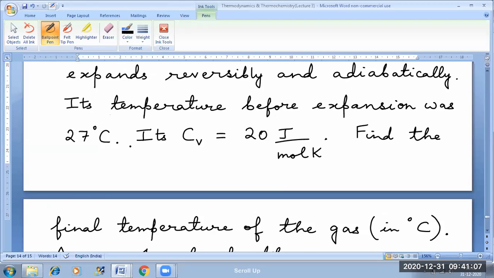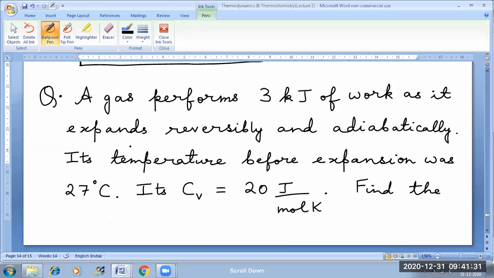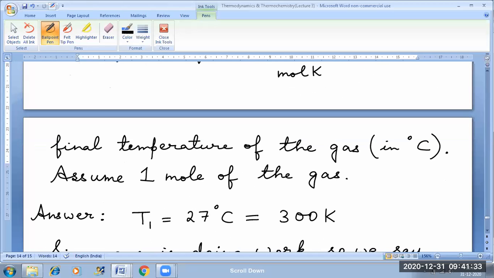So what is the process here? Process is again adiabatic expansion, and initial temperature was 27 degrees Celsius. Now remember, you can never use temperatures in degrees Celsius in any question. You have to use temperatures in Kelvin. So conversion is necessary. That means I can say that the initial value of temperature was 27 plus 273, 300 Kelvin.